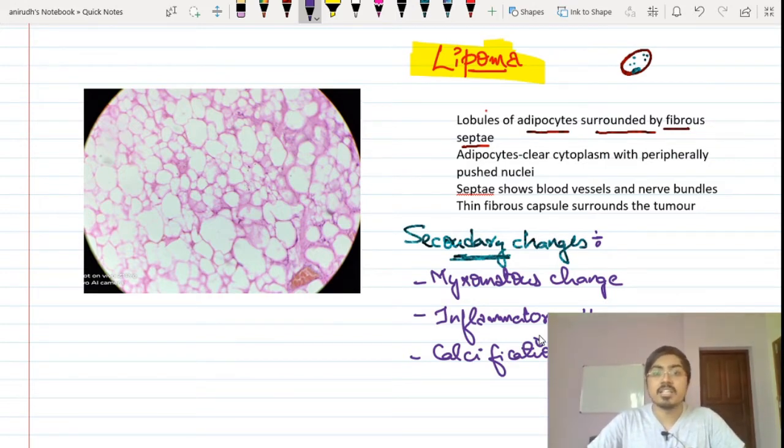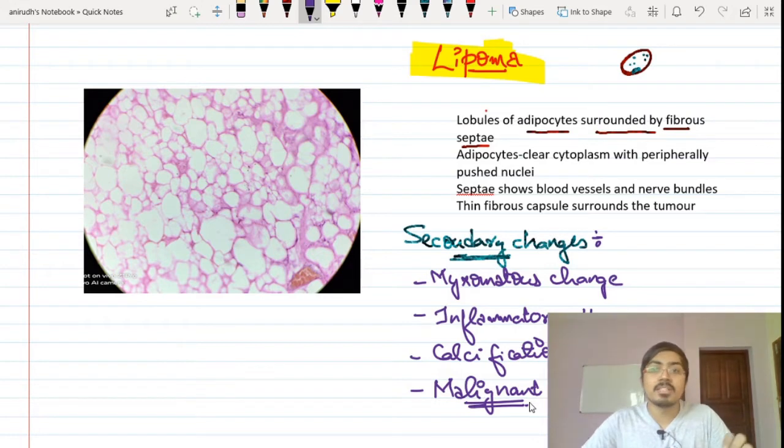Very rarely, and I don't prefer to say that particular word in the beginning of the secondary changes. Never do that. Only after saying everything, if at all you are supposed to answer one more point, after saying myxomatous change, inflammatory change, calcification, then say it can become malignant. This is extremely rare. As per the surgery textbooks, malignant change of the adipocytes which are forming the lipoma is non-existent in nature. That is not at all there.